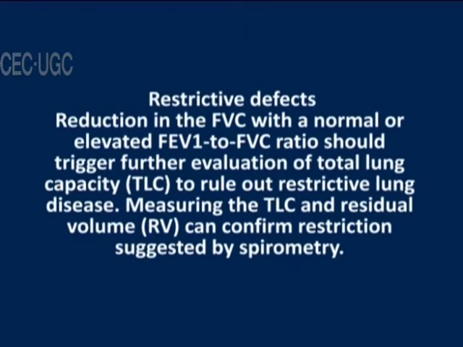Now, the restrictive defects. Reduction in the FVC with a normal or elevated FEV1 to FVC ratio should trigger further evaluation of total lung capacity, that is TLC, to rule out restrictive lung disease. Measuring the TLC and residual volume, that is RV, can confirm restriction suggested by spirometry.